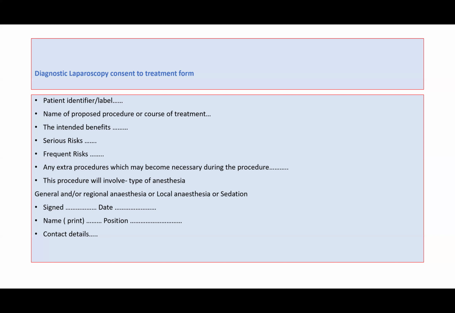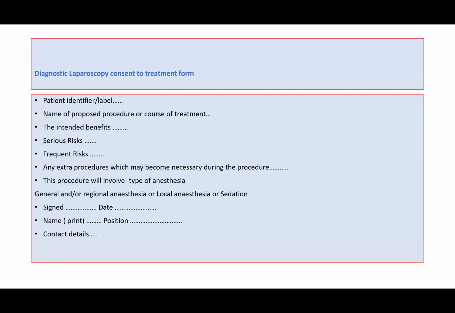So in the new and old one, there is not much difference. There is some difference in the numbers. Here it is common and long term, early. Here it is serious and frequent. And there are early and late, short term or long term complications.